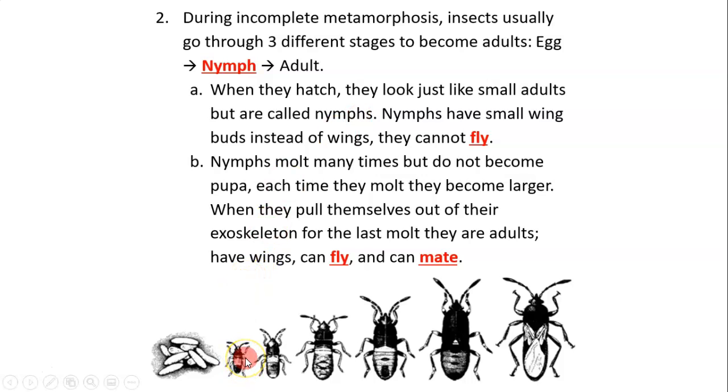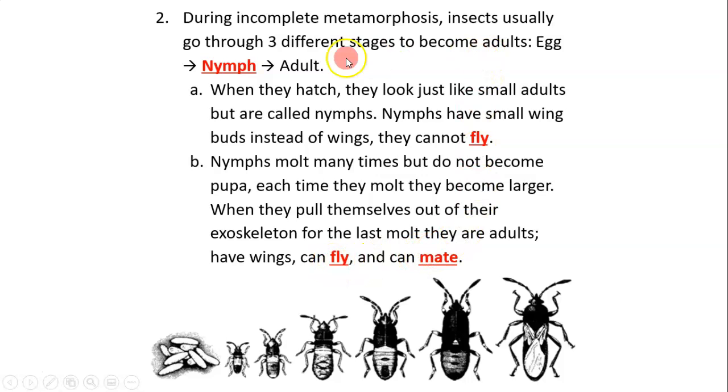If you look at the picture down below, we have little nymphs down here that look pretty much just like the adult animal. So nymphs have small wing buds instead of wings, so that means they cannot fly. Nymphs molt many times but do not become pupae. Each time they molt, they become larger. When they pull themselves out of their exoskeleton for the very last molt, they are adults. And then at that time, they'll have wings that work instead of just those wing buds. They'll be able to fly and at that time be able to mate.